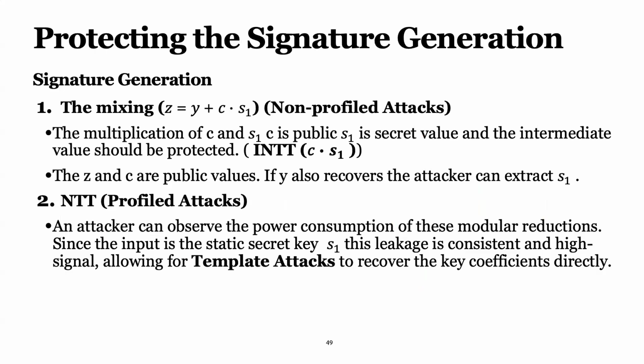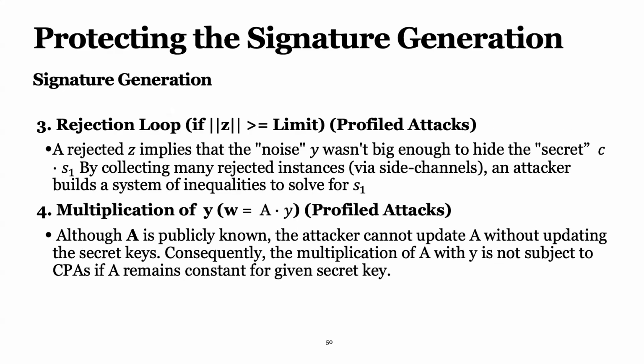I'm explaining which parts we can attack for non-profiled and profiled attacks. But since I was talking about hardware and the feasibility of non-profiled attacks, I will focus on that part. As we said, there's a multiplication of C and S1, where C is known. If we know C, we can easily extract S1. Then we have the rejection loop, which can also be a profiled attack target, as well as the multiplication of Y.